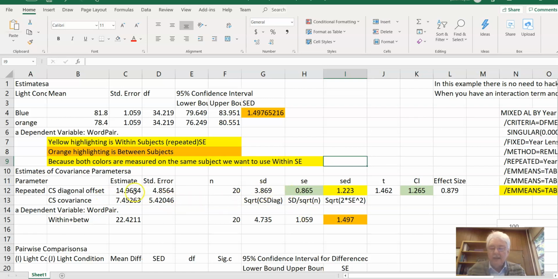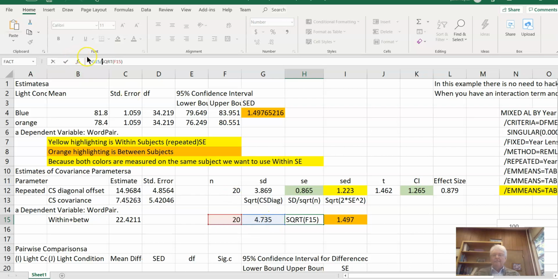Now, what is 1.497? Well, this estimate is our within subjects variance. In other words, we have taken out the between subjects differences, and we've basically made our analysis a little bit more efficient. But to get the between subjects, if we didn't want to count the fact that we've adjusted for anything, we could add these two together to get a between subjects variance. So we have here 14.9 plus 7.45 is 22.42. Standard deviation, again, we're taking the square root of that. The standard error, we're dividing it by the square root of n. And that gives us 1.059, which is the standard error for the difference between these means.